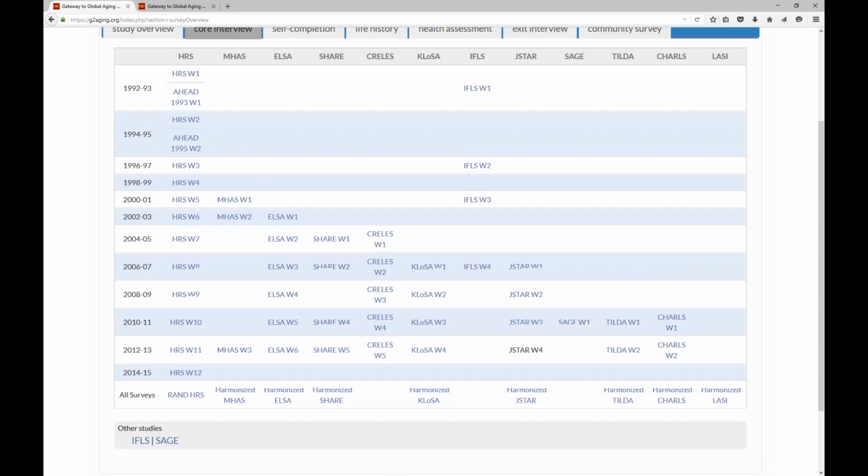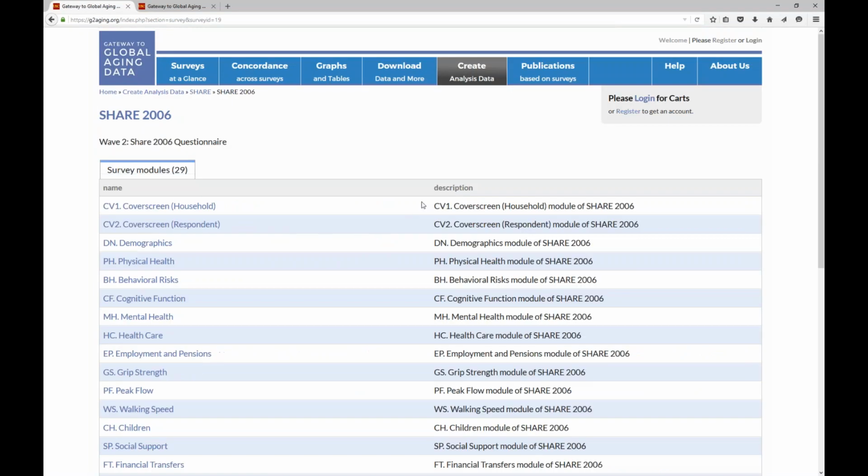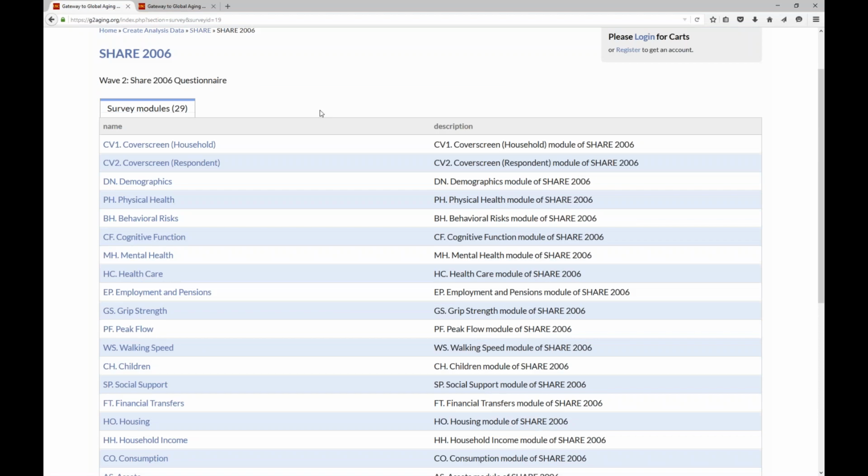So let's just jump into some of the survey data. Let's look at SHARE Wave 2. So that's the 2006 survey that SHARE conducted, so their first follow-up. And surveys are generally broken into modules. And a module is just a group of questions usually on the same topic. So you can see SHARE started out with two cover screen modules where they gather basic information here about the household and then about the respondents.